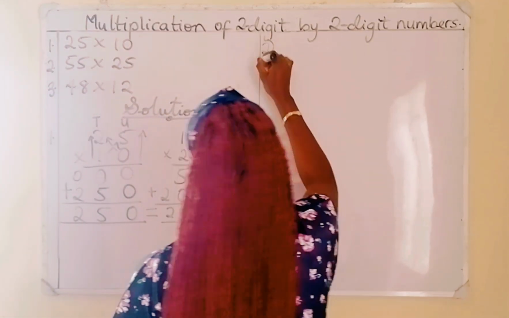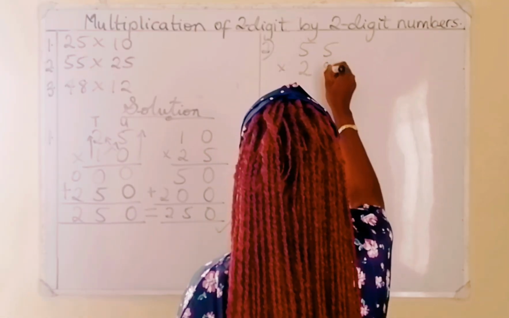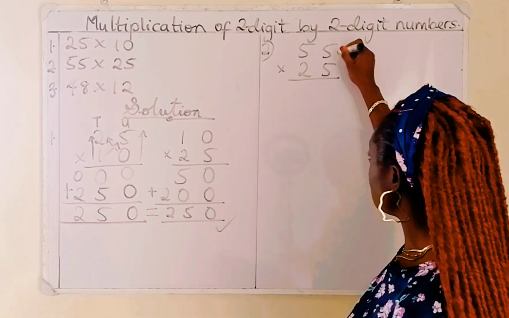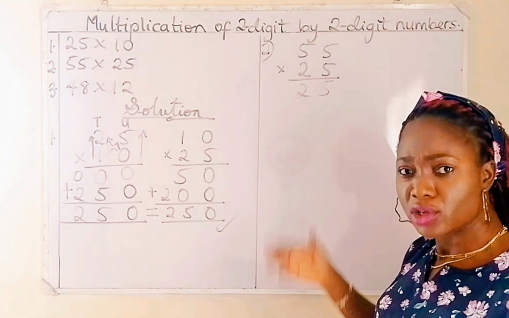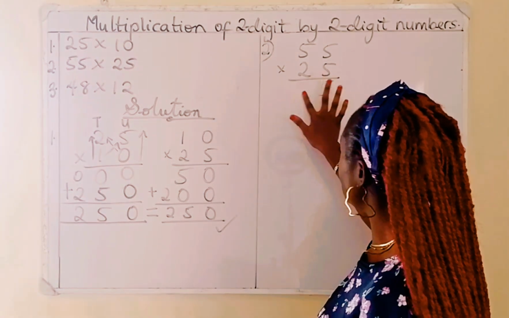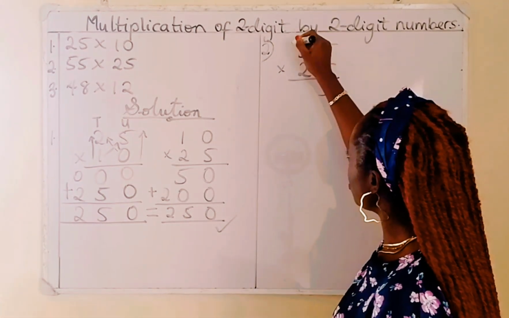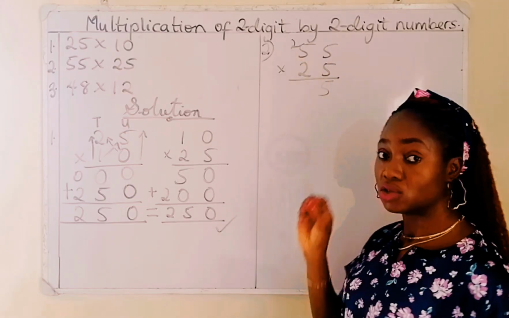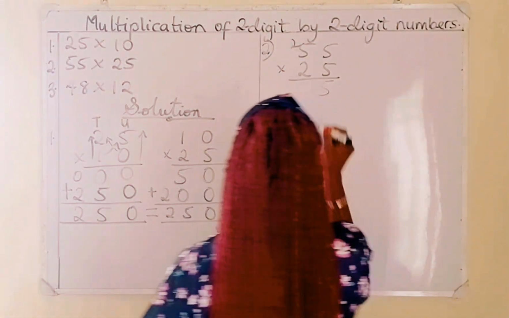Question 2. 55 times 25. First we're going to multiply 5 times 5, which is 25. Are we going to write down the whole 25? No. We're only going to write down the units, which is the number on the right hand side, which is 5, and then we're going to carry our 2 up here. Then we multiply 5 by 5, which is also 25, plus 2. 25 plus 2 is 27.